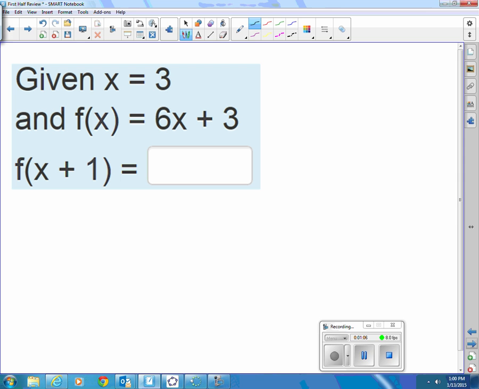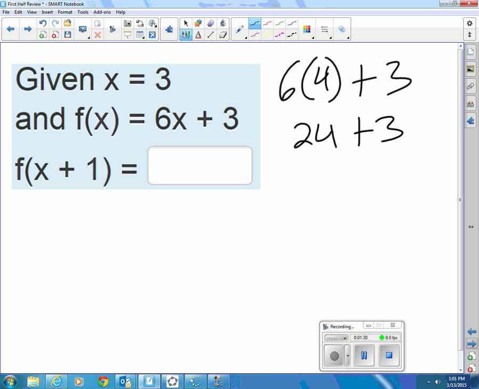Okay, if x is 3 and the function of x is 6 times that plus 3, what is the function of x plus 1? So x plus 1 would be 4, so f would be 6 of those plus 3. 6 times 4 is 24, plus 3 is 27.